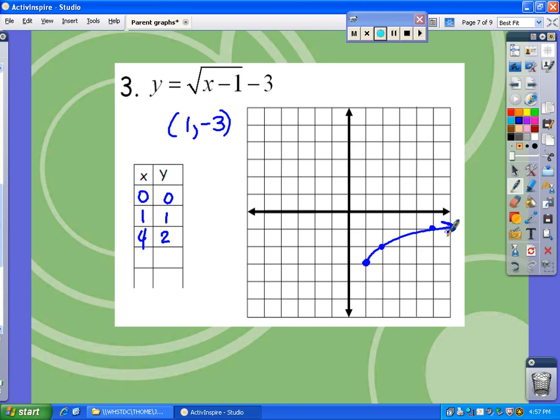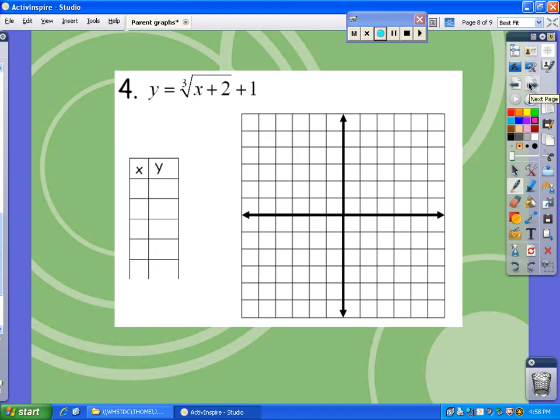Here again, let me demonstrate how you can graph it from the parent graph first. So 0, 0, 1, 1, 4, 2, and now I'm going to use my transformation. So I'm going to go right 1 and down 3. So I'm moving every point right 1, down 3. So there's my new point. Here again, right 1, down 3. So you see we get the exact same graph, just a matter of preference in graphing. Have a little bit of a choice.